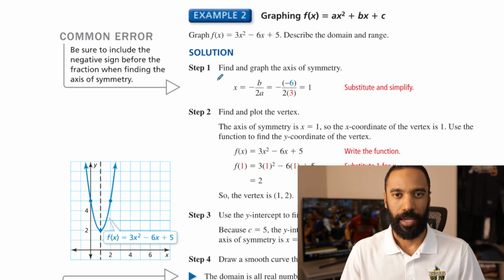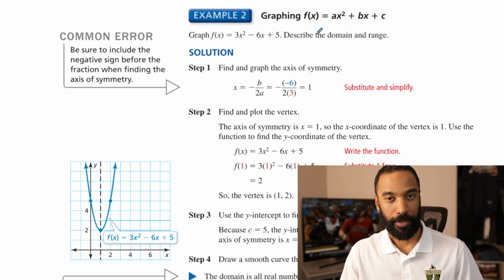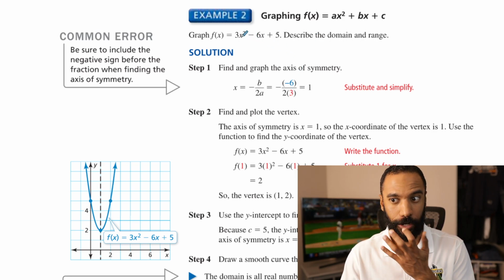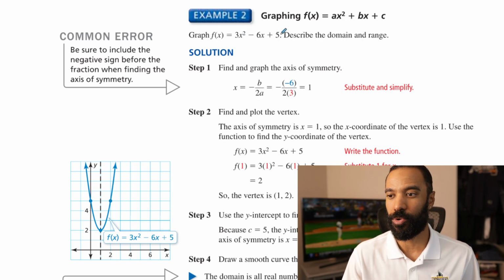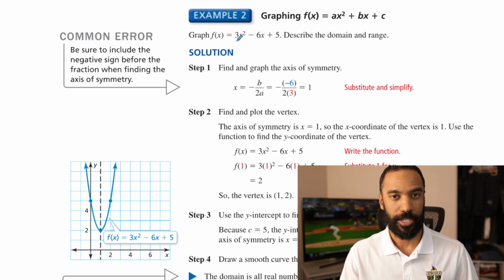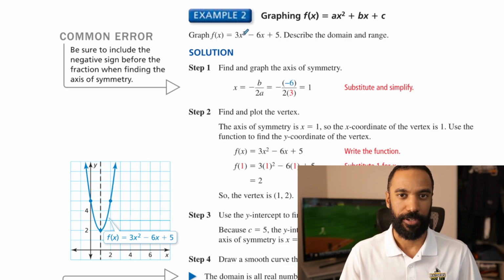Okay, I am back, and I don't remember where I was. I don't think I really started the problem, so let me just say it again. We're going to graph f of x equals 3x squared minus 6x plus 5 and describe the domain and range. So in order to graph this one, we do want to find the vertex.